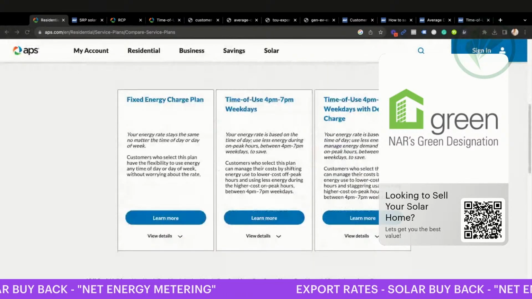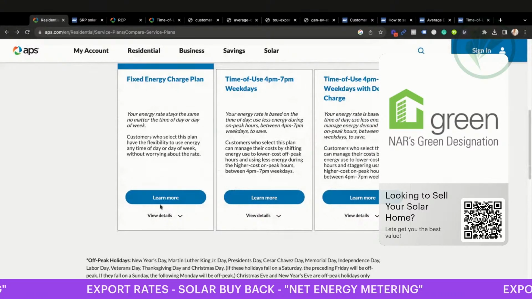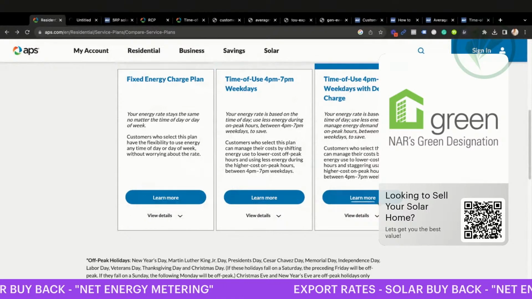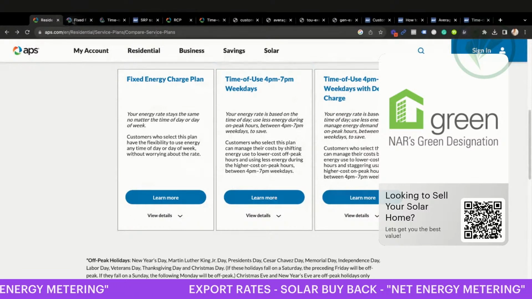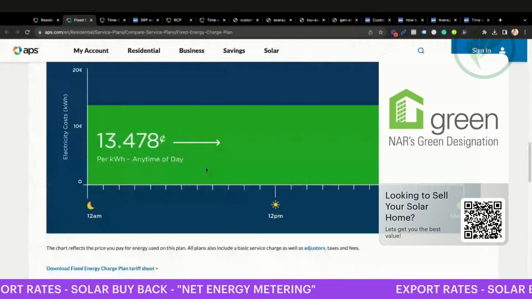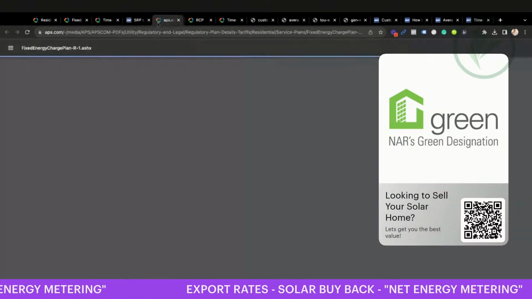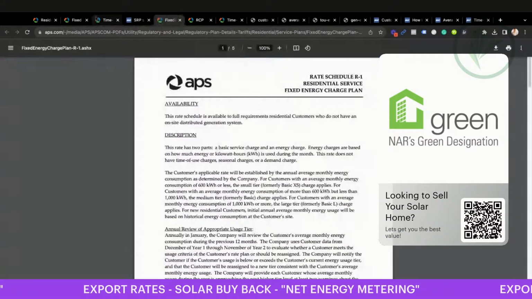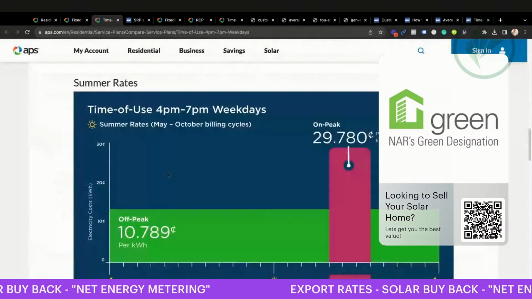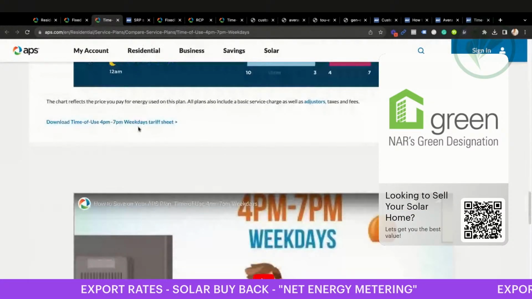So let's get the fixed energy plan, which you can't do with solar, but let's put it on there anyway. And then let's do the weekly 47. Tariff sheet, where did you go? Tariff sheet, there you are. And then we got the time of use, weekday, which doesn't make a lot of sense, but let's go over it real quick. This is probably going to change in December anyway, but we'll try it out.